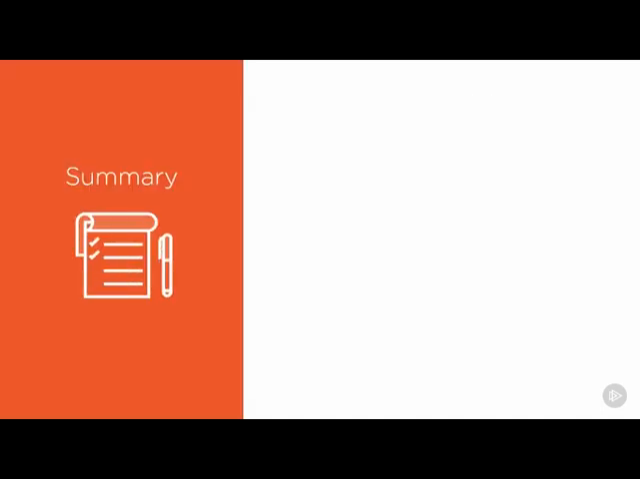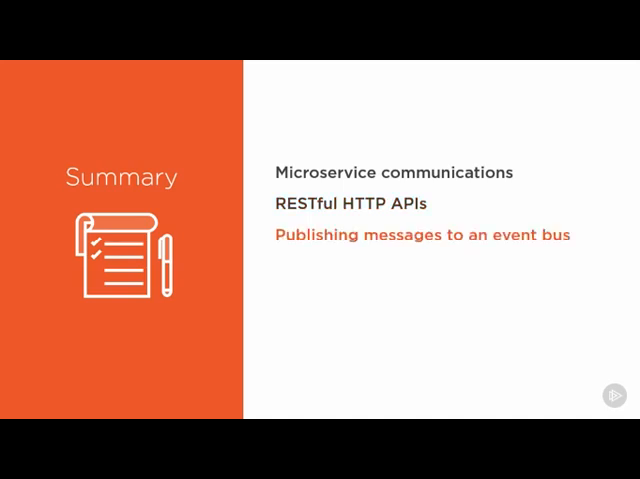In this module, we've learned about several different ways that microservices can communicate with each other. There are no hard and fast rules about what you have to use, but 2 of the most common mechanisms are implementing RESTful APIs, which allow your clients to make synchronous HTTP calls to your microservices, and publishing messages to an event bus, which allows asynchronous communication patterns. And these 2 approaches are not mutually exclusive, and it's quite acceptable to use them both in the same system.